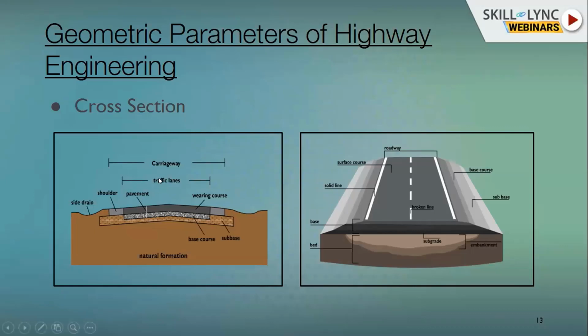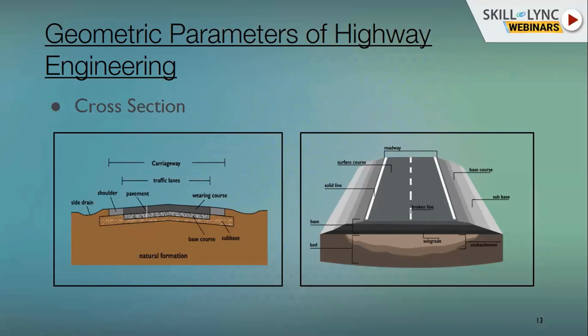Coming back to the carriageway here, the traffic lanes will be an important feature. The other part will be the shoulder or the verge, as we call it, which also plays an important role, and a side drain which we need to provide to collect the water that falls onto the traffic lanes. Below this will be the pavement layers: the subgrade course, which is the base formation, then the subbase, base, and the wearing course. All these different layers of pavement are provided.